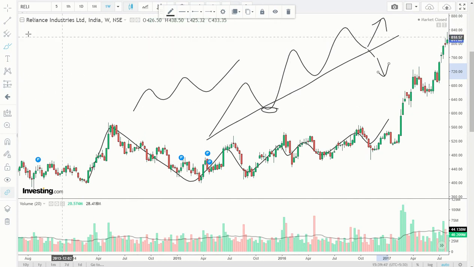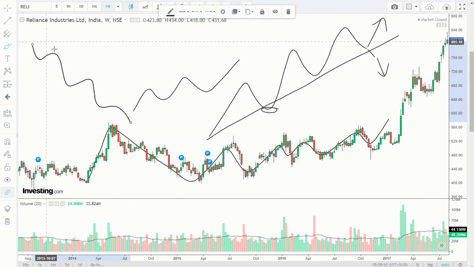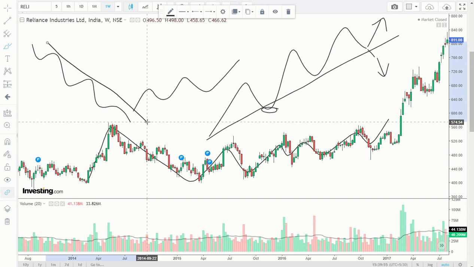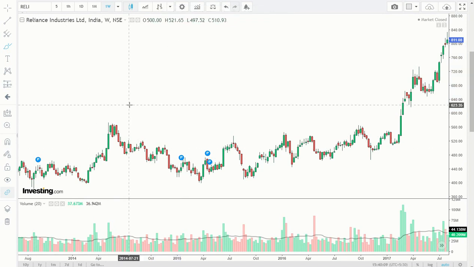Okay, so now if I have to apply the concept of trend lines in a downtrend, what happens? There are lower highs that are made. If I join the highs, I will get a line. As long as the prices remain below that line, the prices will continue to go down. If the prices break this line, it will start going up. That is the concept. Okay.